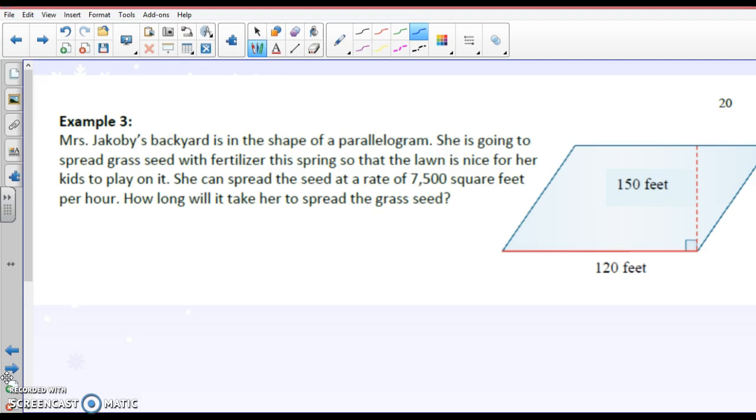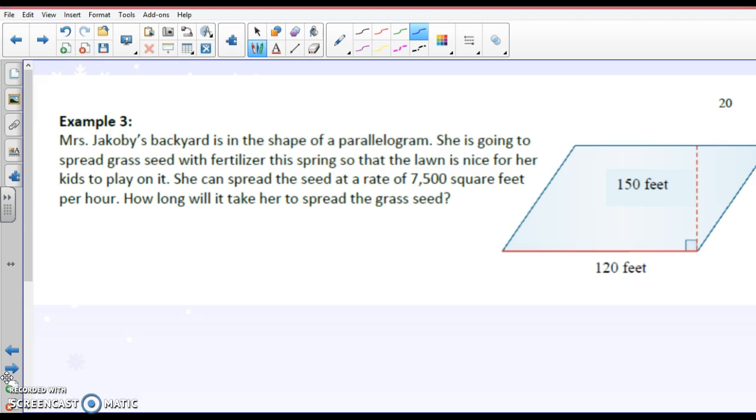Mrs. Jacoby's backyard is in the shape of a parallelogram. She is going to spread grass seed with fertilizer this spring so that the lawn is nice for her kids to play on. She can spread the seed at a rate of 7,500 square feet per hour. How long will it take her to spread the grass seed?